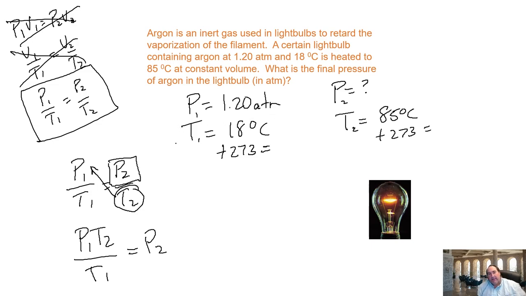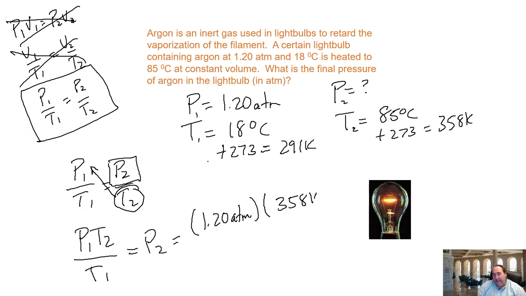So if we do all that good stuff, we got 18 plus 273. Looks like 291 Kelvin here. We got 85 plus 273, 358 Kelvin. Now we're ready to put in our numbers. Once again, we want to make sure we get everybody in the right spot. So 1.2 atmospheres, our T2, which would be 358 in this case, and our T1, which would be 291.